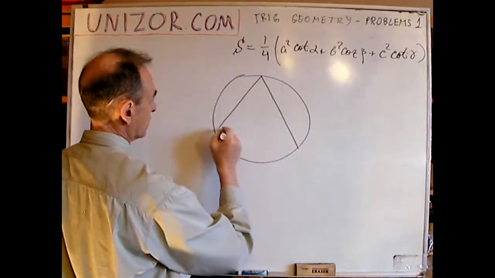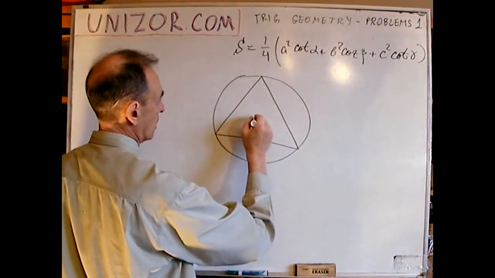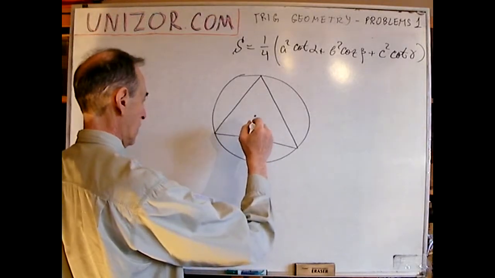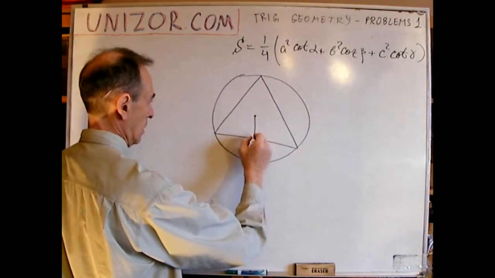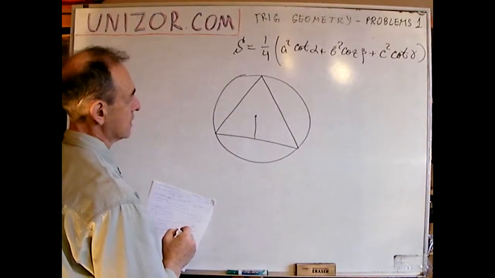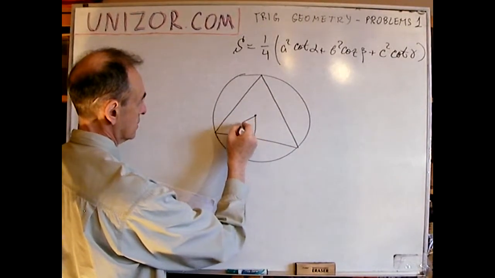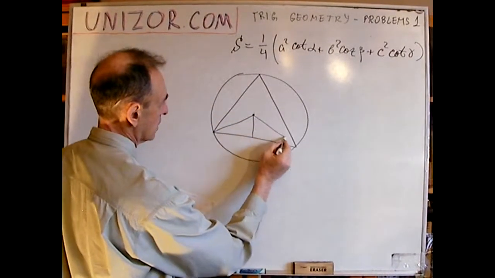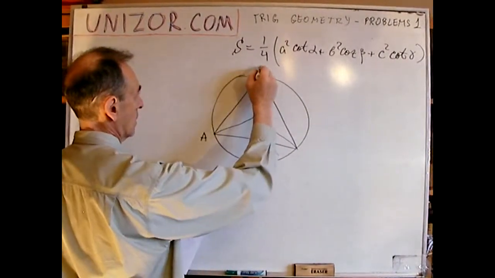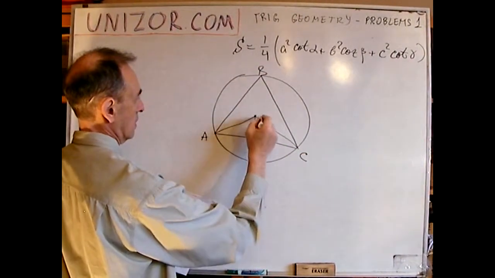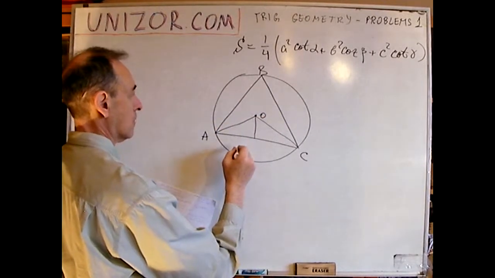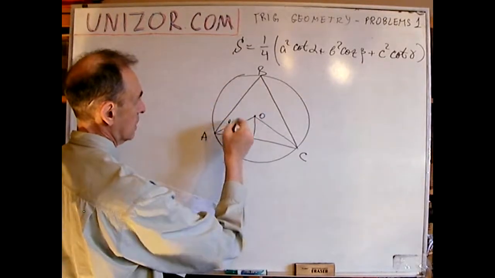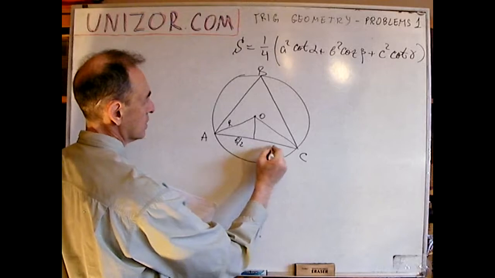Let's circumscribe a circle around our triangle. Okay. Now, this is a perpendicular from the center onto this side, and this is the radius. Now, this is R. Now, this is B, so this is B over 2 and this is B over 2, right?